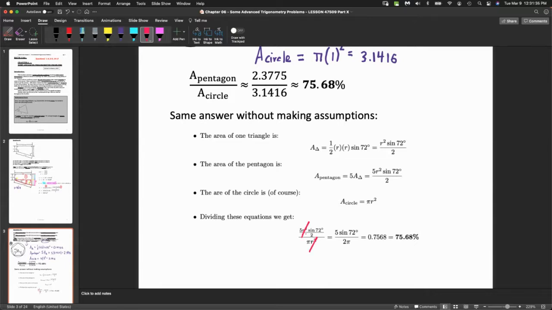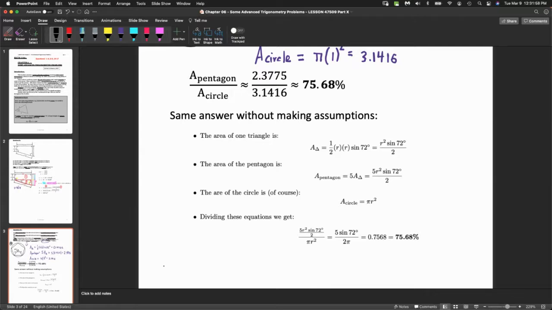These r's cancel eventually. So this r that you get persists in the question, but the r appears on the top and the bottom. So then the answer is right there. So that's the answer for the regular pentagon.